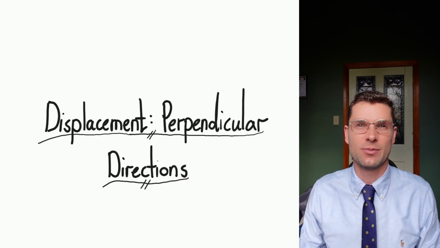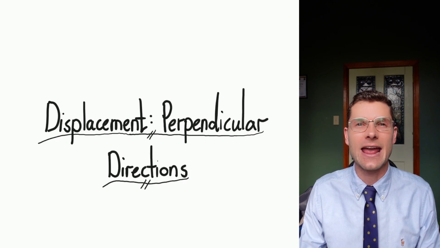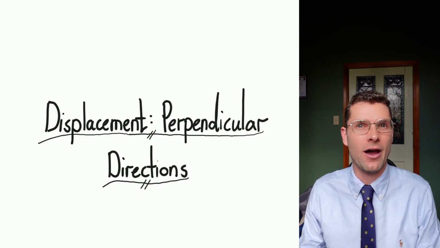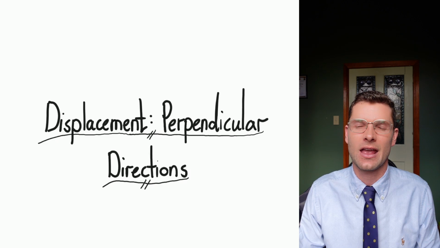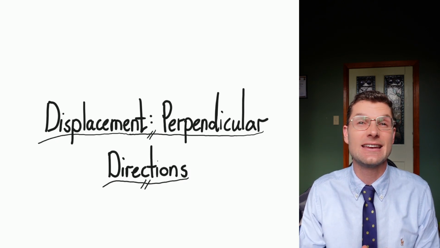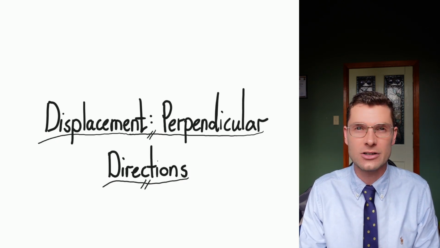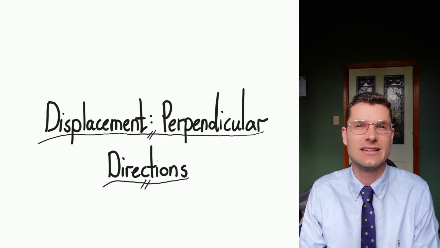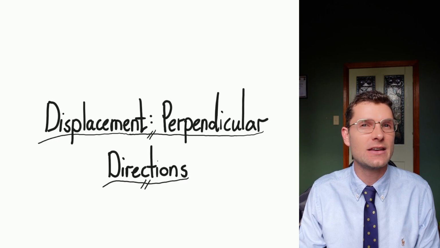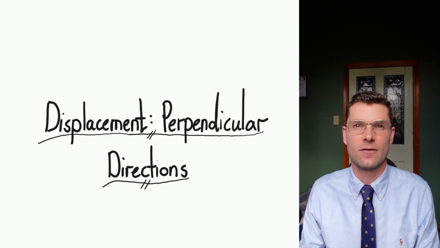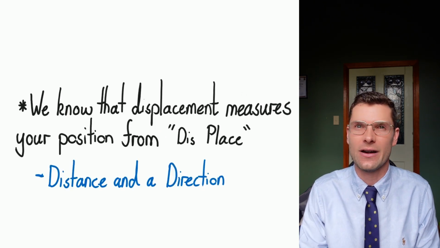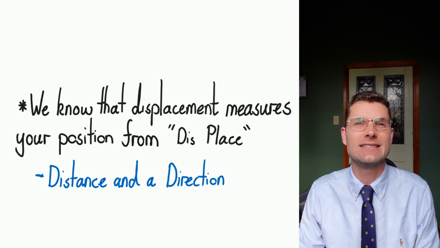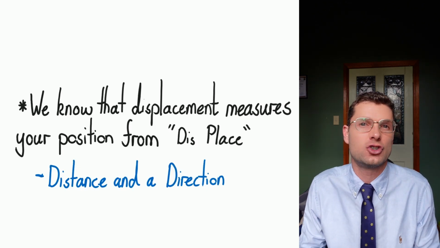Today we're going to have a look at displacement again, and we're asking the same question. Whereabouts am I compared to where I started? The big change in this lesson is that instead of looking at one direction, east and west, north and south, we're going to be looking at perpendicular directions. So this means that the distance that we've changed from our starting spot is going to be different every single time. And we need to give an angle or a direction to that position.